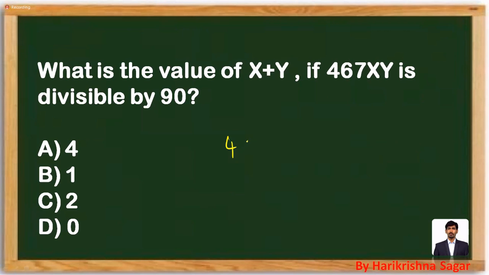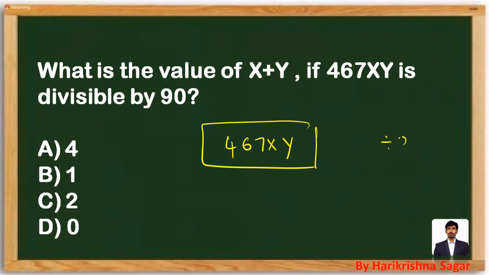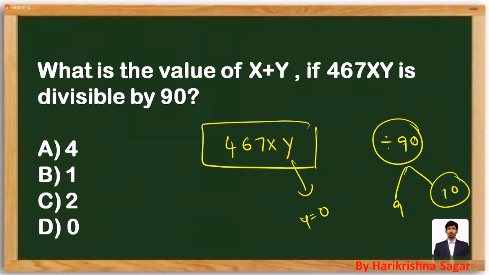So let's look at this question. 467xy is completely divisible by 90. What is the possible value of x plus y? What does 90 mean? 90 means 9 into 10. When a number is divisible by 10, its last digit must be 0. That means y is 0.